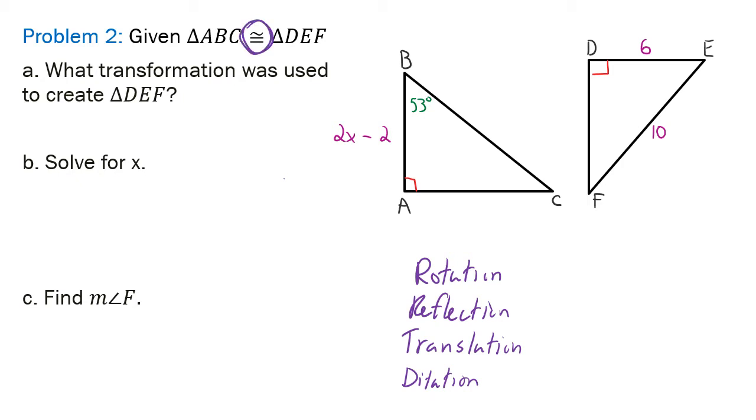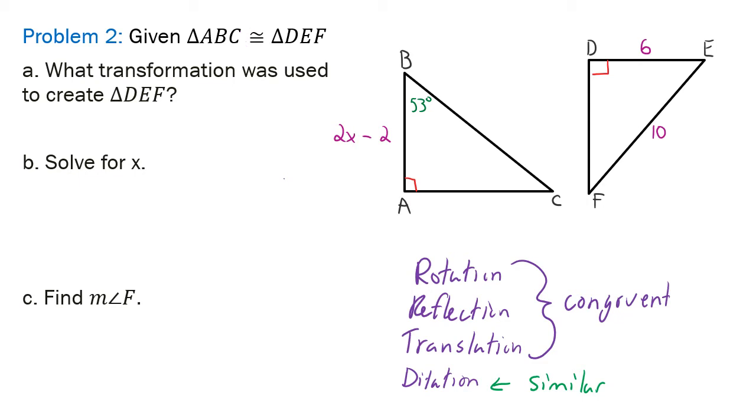Now, since we have the congruency statement, there's only three transformations that make congruent figures. These three create congruent figures. A dilation creates a similar figure, which means it would look the same, but one is much larger or smaller than the other. So our options are these.